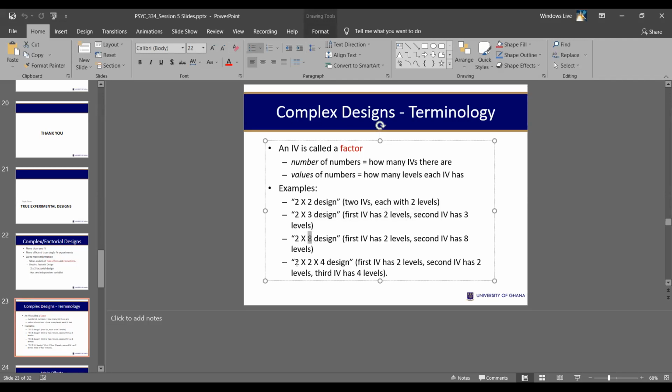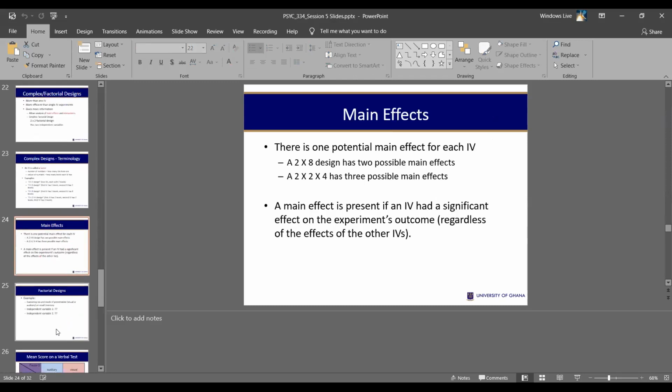Then let's check 2 by 2 by 4. It means that this time around we have 3 separate independent variables. Then IV number 1 has 2 levels, IV number 2 has 2 levels, then IV number 3 has 4 levels. So that's how you deduce. So please, any question? An IV is called a factor.